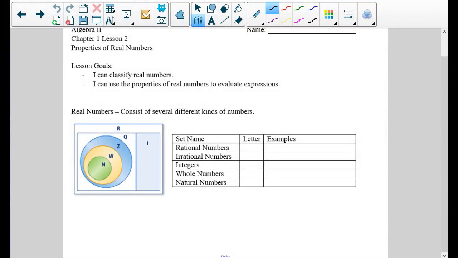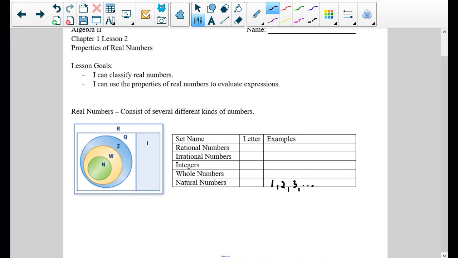Alright, so we're still looking at real numbers, classifying real numbers, and properties of real numbers to evaluate expressions. I think we talked about these already a little bit before, so this should be pretty easy. So let's work backwards. My natural numbers are what? Did we talk about this earlier? Number 1. Yeah, you're counting numbers. 1, 2, 3, right?